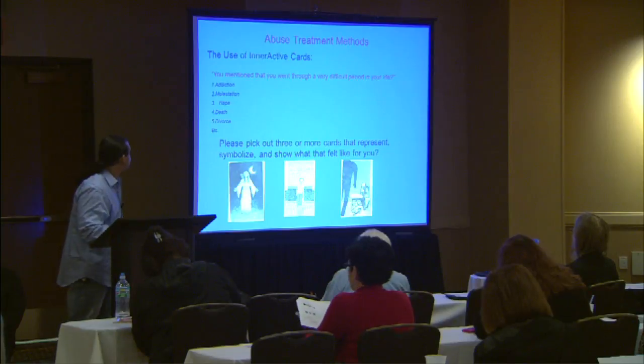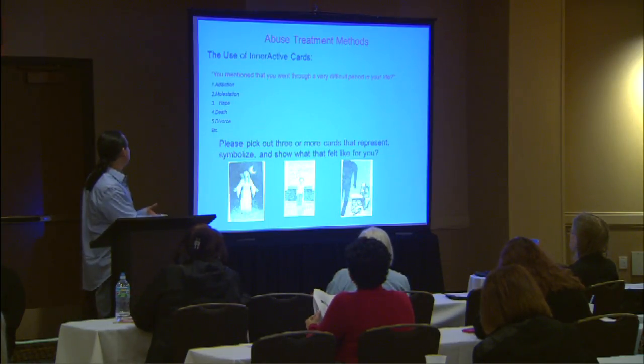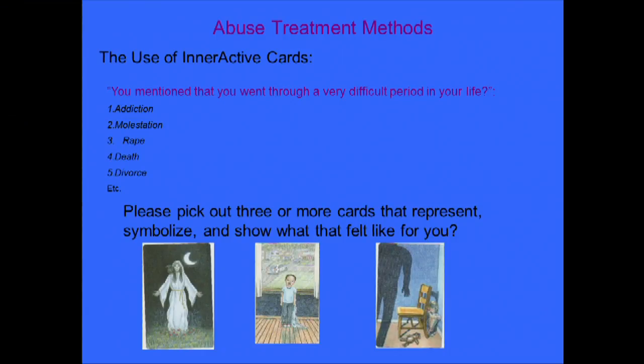So, like I mentioned before, you talk to your client, and they mention they went through something very difficult, a difficult period in their life. It could be an addiction, a molestation, a rape, a death, a divorce, etc. So the common thing is: please pick out 3 or more cards that represent or symbolize and show what that felt like for you. The cards you're looking at right now are very commonly pulled out with regards to any kind of abuse. Let's have a look at those cards. You can see why, if someone's been through something really bad, they might pick out those cards and say, that's what it looked like, that's what it felt like.